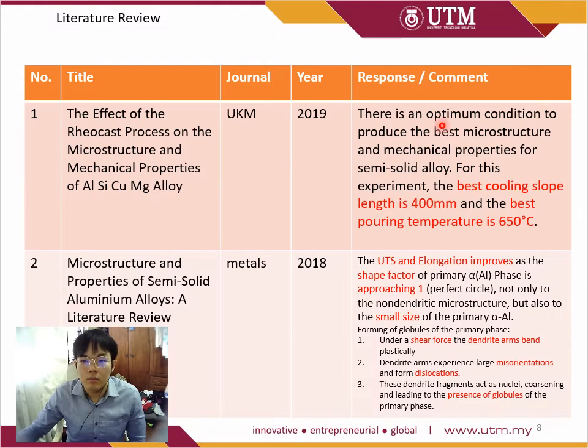So there's an optimum condition to produce the best microstructure and mechanical properties for semi-solid alloy. In this experiment, the best cooling slope length is 400 millimeters and the best pouring temperature is 650 degrees Celsius. And ultimate tensile strength and elongation improve as the shape factor approaches 1, not only due to the non-dendritic microstructure, but also due to the small size of the primary alpha phase.